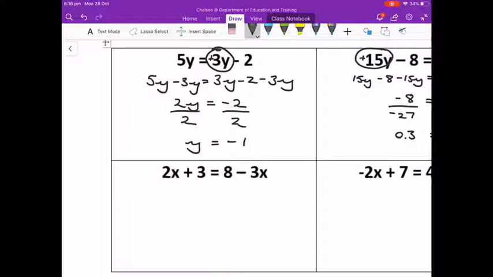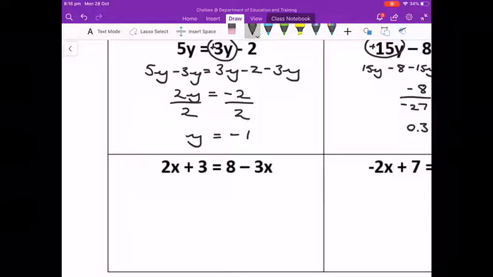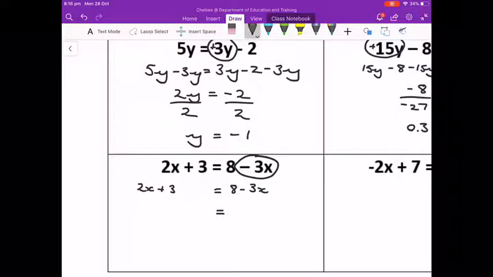Let's look at the next one. 2x plus 3 equals 8 take 3x. I'll write the equation again, and then decide whether the letters are on the left or on the right. I'm going to move this negative 3x and put the letters on the left hand side. The opposite of take negative 3x is plus 3x to both sides. So I'm left with 8 because negative 3x plus 3x equals 0. And we're left with 5x plus 3 equals 8 because I've put those two like terms together.